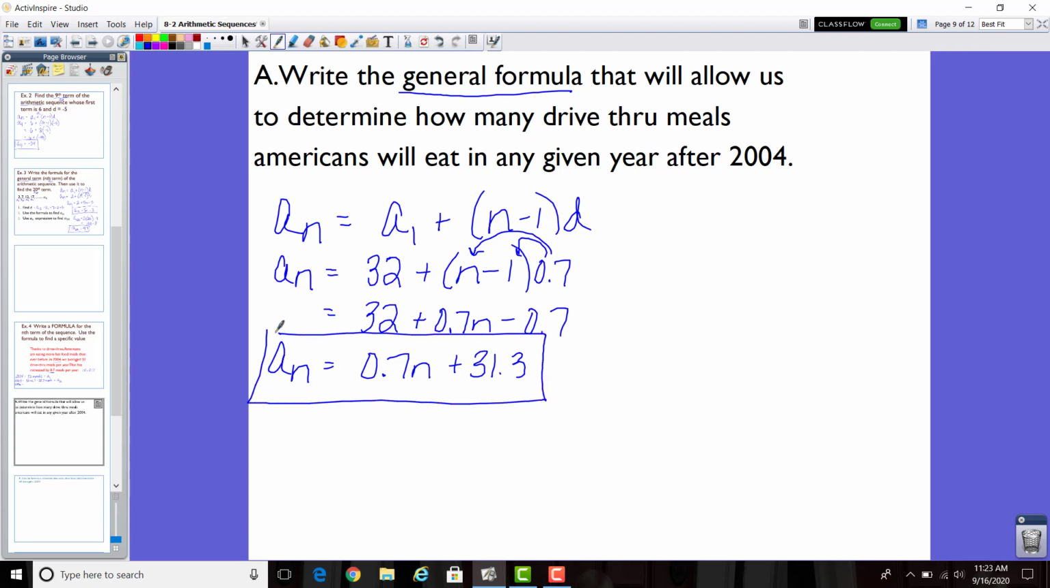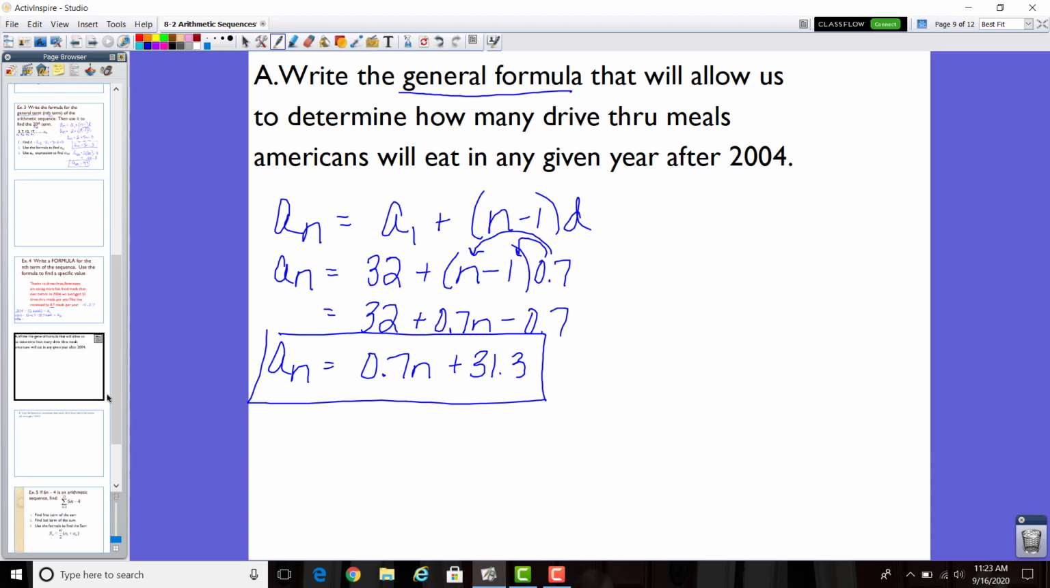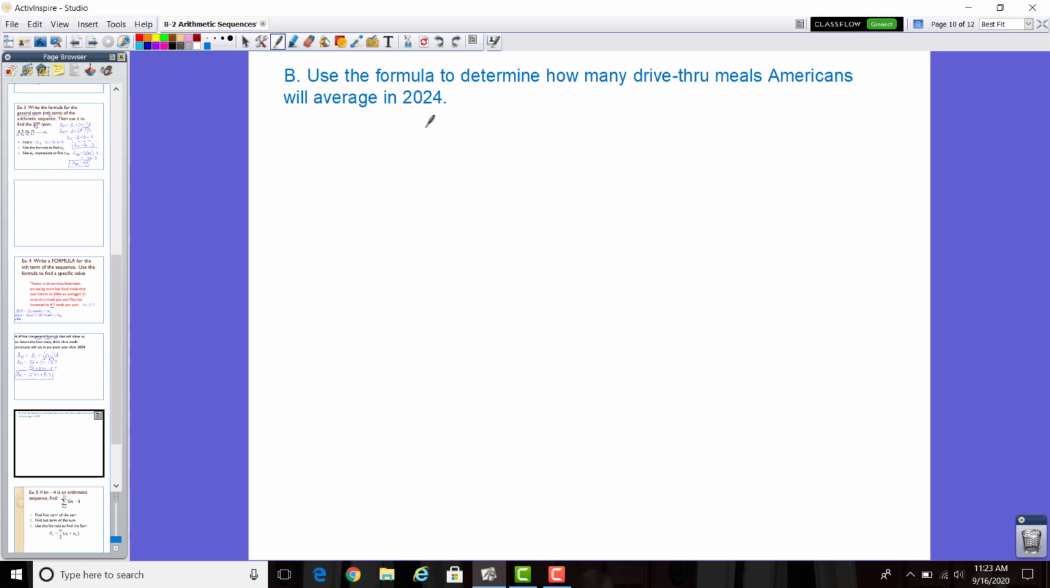Okay, now we could check that if I plug in the first year, which was representing 2004, 0.7 times 1 plus 31.3 does give us our 32 meals that the study showed. Okay. Now, if that general term can give us how many meals we're going to eat in any given year, let's use it to calculate how many we would eat in 2024. Okay, so 0.7n plus 31.3 is our general term expression for this sequence.